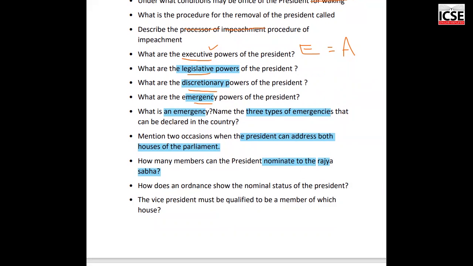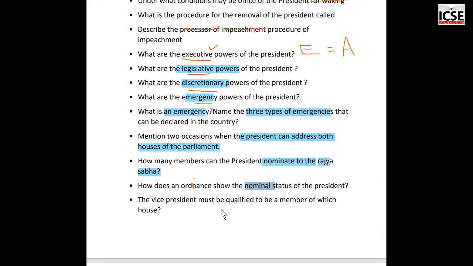What is an ordinance? Or how does an ordinance show the nominal status of the president? So remember, the nominal status of the president. What does it mean? It means that the president is a head only. When an ordinance is passed, it must be approved by both the houses within 6 weeks. If not, then it gets scrapped. It is declared as null and void, and therefore it shows that the president's power is nominal.